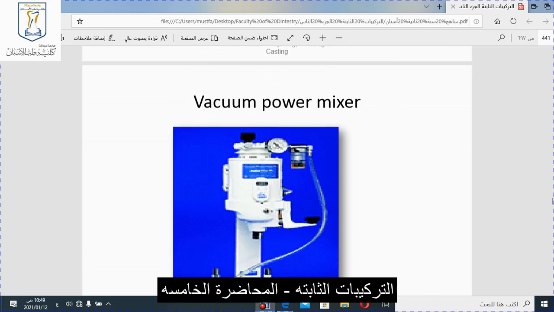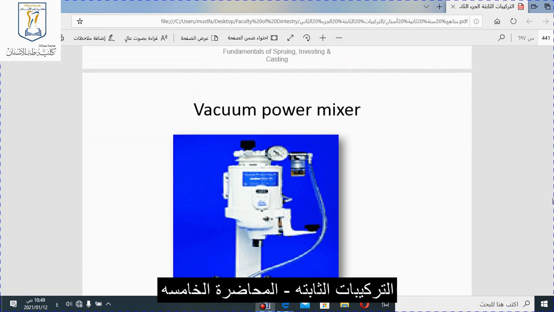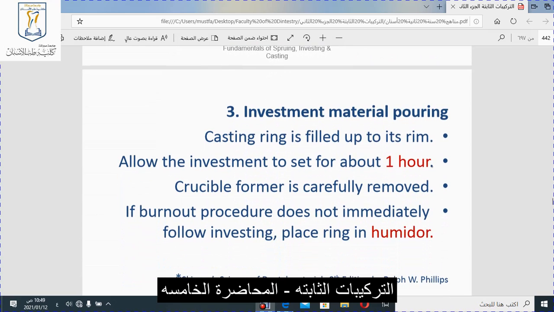Vacuum mixing uses a vacuum machine for the powder mixtures. The investment material casting ring is filled up to the rim, up to the end of the rim, as we fill a cup of water or a cup of juice. Allow the investment to sit.